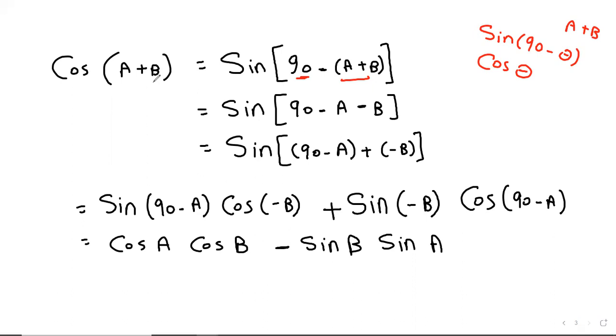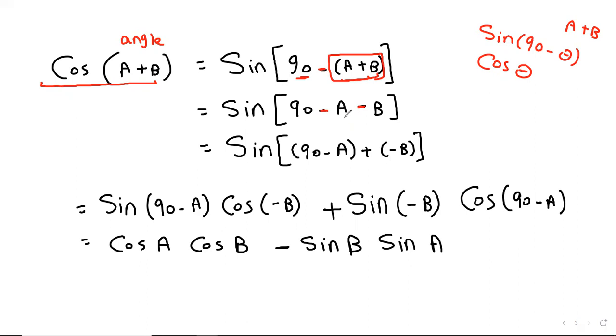So instead of cosine A plus B, where A plus B is the angle, I wrote sine 90 minus A plus B, with the angle here. And sine 90 minus A plus B is cosine A plus B. Then expand: multiplying the negative by the brackets, it will be 90 minus A minus B.